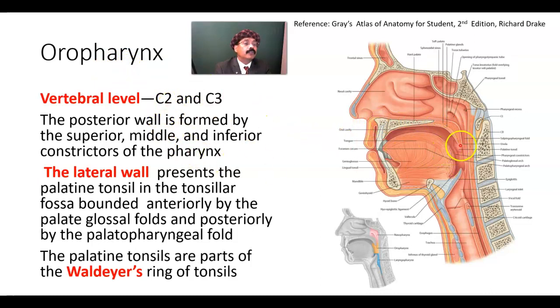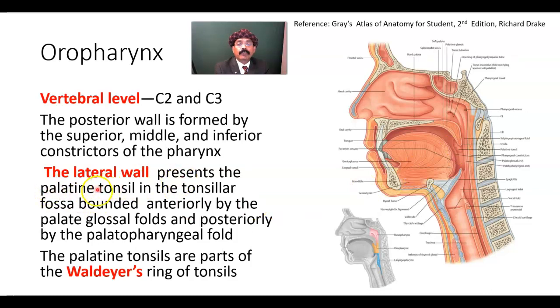We'll go to the oropharynx, behind the oral cavity. Vertebral level C2, this is the axis C2, C3. The posterior wall is formed by the superior, middle and inferior constrictors of the pharynx. The lateral wall presents the palatine tonsil. This is the palatine tonsil, in between the palatoglossal fold and palatopharyngeal fold, in the tonsillar fossa. It is enlarged in children. It is a little bit atrophied as age advances.